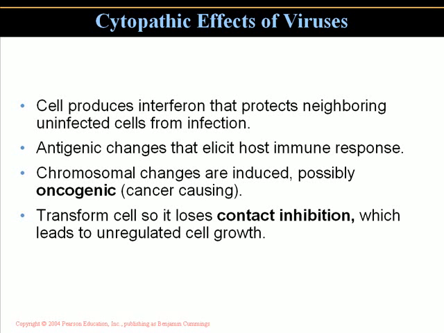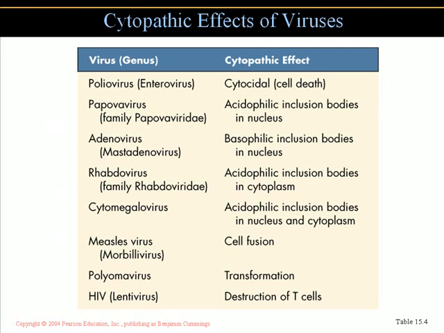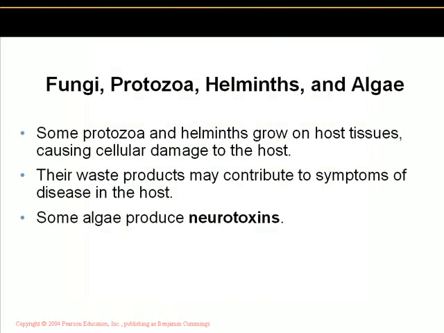So we can see the antigenic changes that can be elicited in the host response. Chromosomal changes induce the possibility of oncogenicity, or cancer-causing ability. Transformed cells, again, lose contact inhibition. These are some of the viruses where we see cytopathic effects: poliovirus, parvovirus, adenovirus, rhabdovirus, which can lead to rabies, cytomegalovirus, measles, polyomavirus, and lentivirus for HIV disease, which primarily destroys the immune system cells.